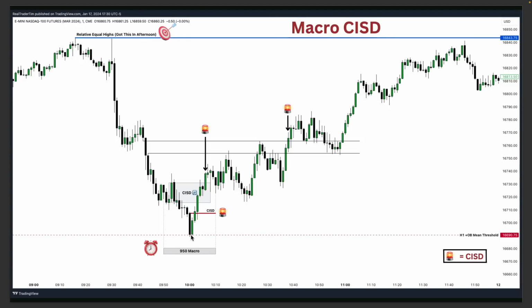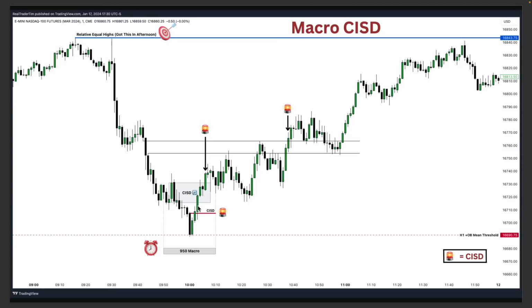So we see that key reference point get tapped during the 950 macro. Think about that analogy we discussed earlier. That's your bus stop. At this scheduled time of the day, it's coming down to this key reference point. Then all we're waiting for is the turning point, change in the state of delivery. We get above this down close candle, that's your bullish order block, into this bullish order block. That's an immediate rebalance as well, okay? That's the initial change in the state of delivery.